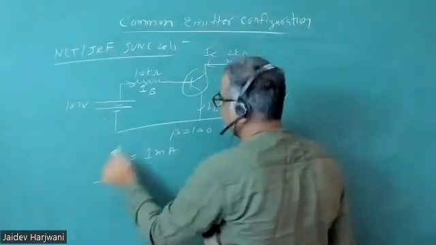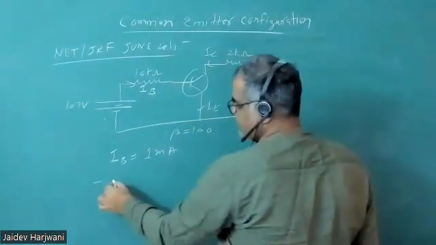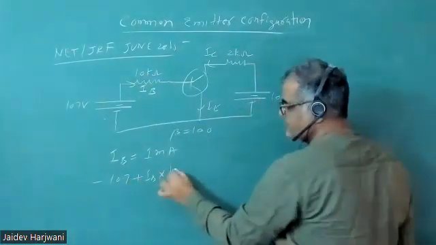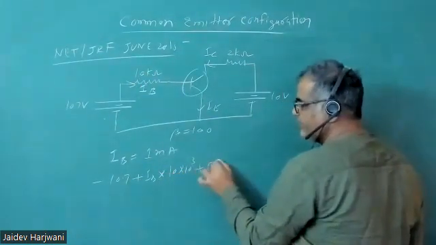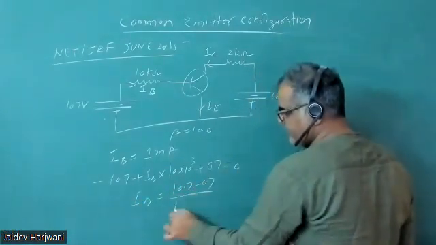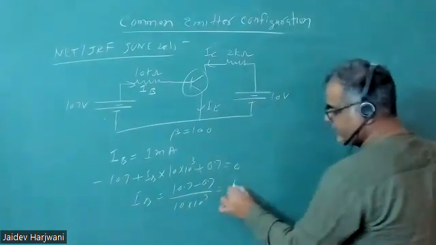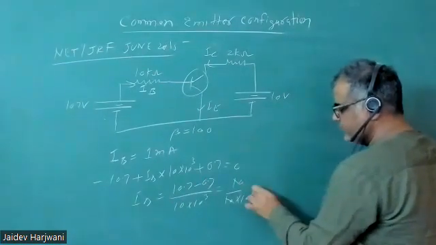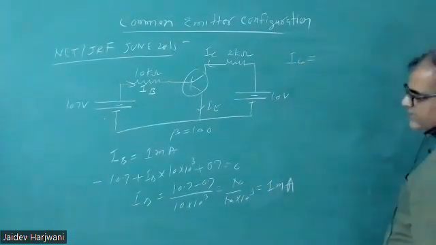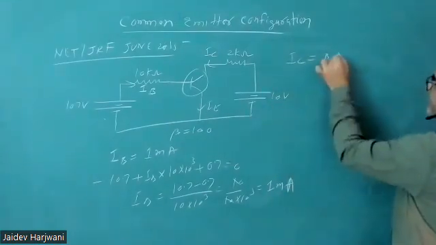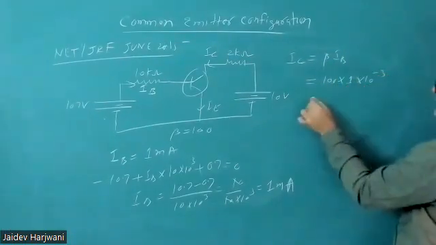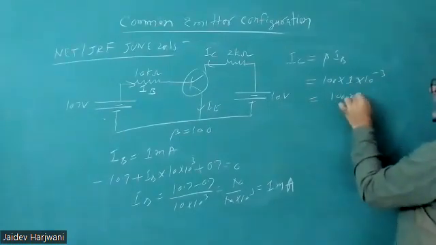So this is your minus VB. You take 0.7, so minus 10.7. I'm writing the input loop: then IB into RB, that is 10 kilo ohm, then plus VB 0.7 equals 0. So your IB becomes 10.7 minus 0.7 divided by 10 into 10 raised to power 3. This gives you 10 upon 10 into 10 raised to power 3, which cancels out, so this gives you 1 milliampere. So IC will be beta IB, and beta value is 100, so 100 into 1 milliampere. How much came? 100 milliampere. It's too much.